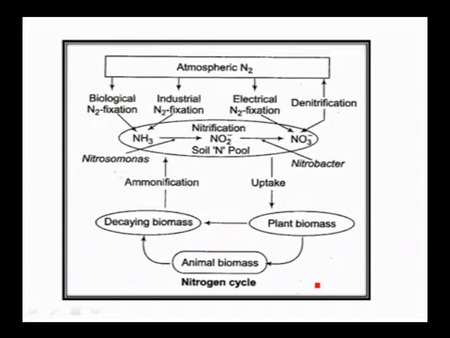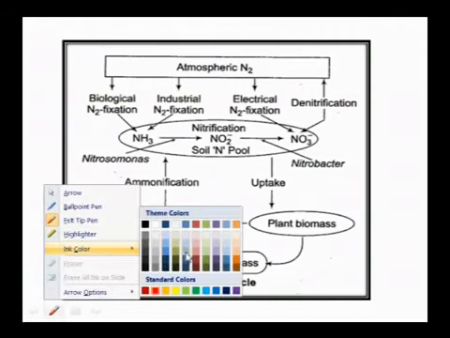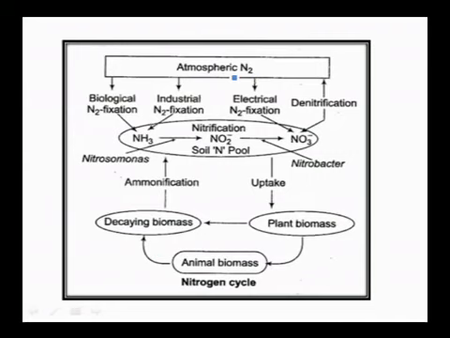This chart shows the complete nitrogen cycle with all the major headings. Atmospheric nitrogen is converted into ammonia by biological nitrogen fixation or industrial nitrogen fixation. The second one is electrical nitrogen fixation at the time of thunder and lightning. By absorbing energy, the atmospheric nitrogen is converted into nitrates, a process called electrical nitrogen fixation. During biological nitrogen fixation, the nitrogen is converted into ammonia.